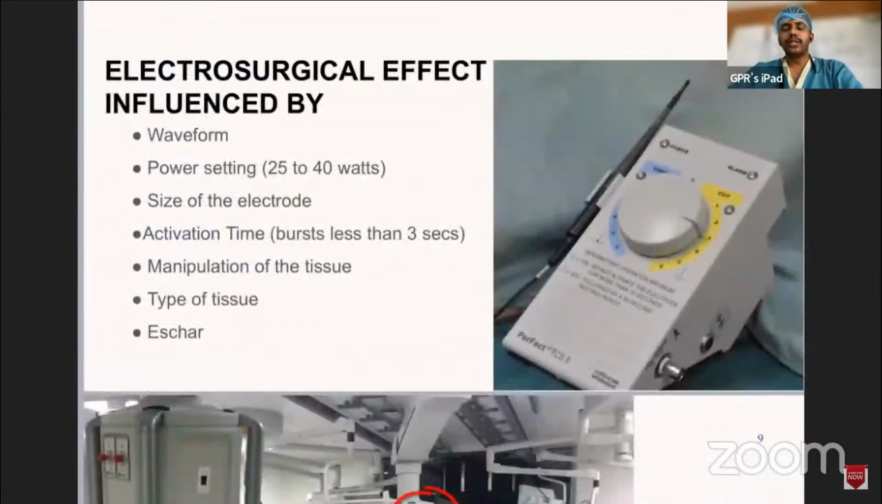The electrosurgical unit is easily influenced by the waveform that is going to travel, the power setting, whether it is a low voltage setting or high voltage setting, the size of the electrode that we are going to use, and the activation time, how long we are going to use it for a particular stimulus, or the manipulation of the tissue, and sometimes the type of tissue per se. Remember, I just said that fat has more resistance, whereas nerve has the least resistance, and eschar that is formed out of burns also has this particular effect.